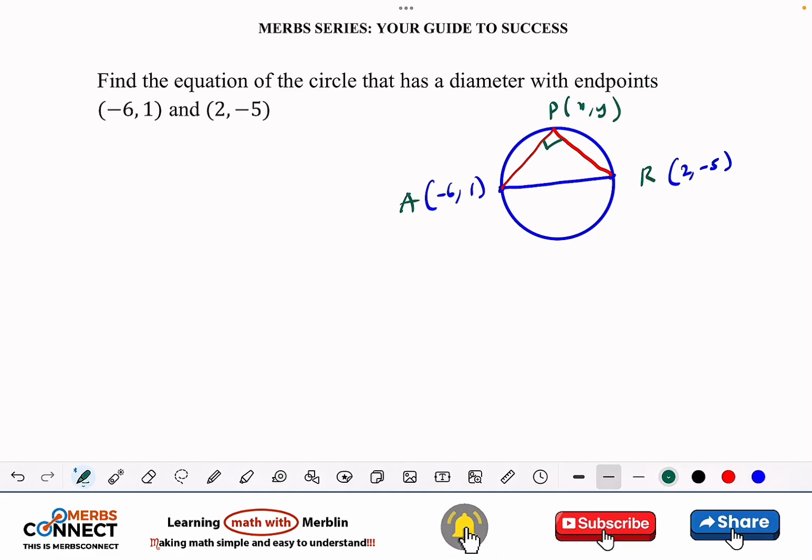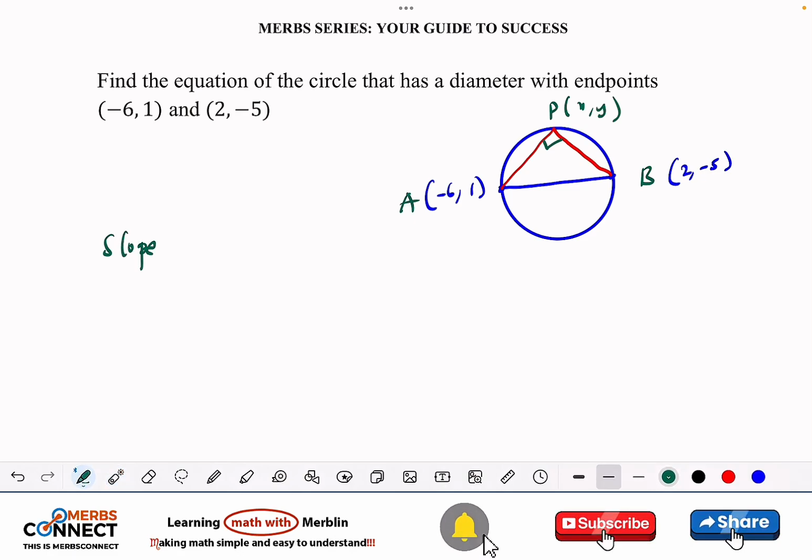Right? Let me name this one B. So to find the equation of this circle with a given diameter, I find the slope of AP and then the slope of PB. Since they meet at 90 degrees, when I multiply these slopes, I should get -1. You remember that? Right.